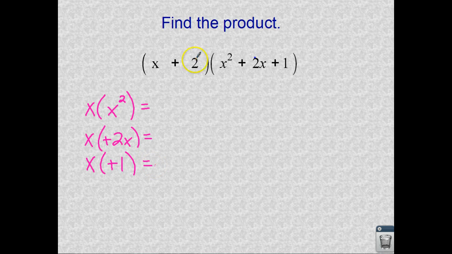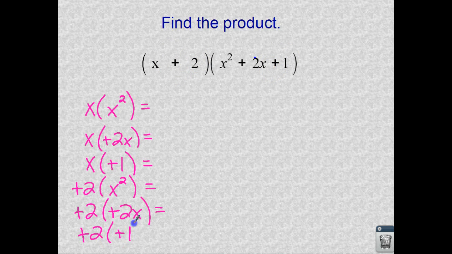Now we're going to take that second term, 2, and distribute it. Let's take that positive 2 and multiply it by x squared. We're going to get an answer to that. Positive 2 times 2x. Sometimes I like to put the symbols in there just to remind me of what the answers might be in terms of multiplying integers. And then let's take that last positive 2 and multiply it by positive 1. That's going to get me some answer. So let's go ahead and simplify all of these.